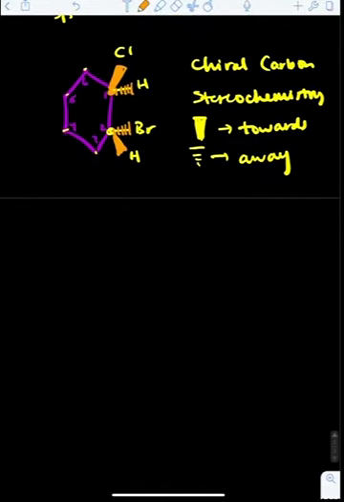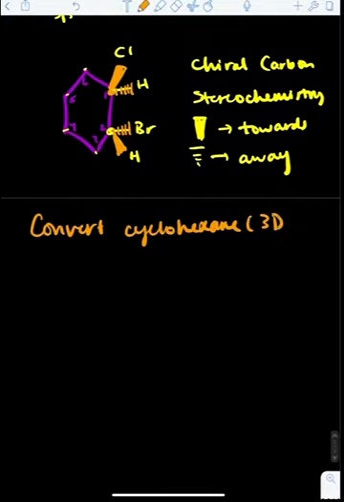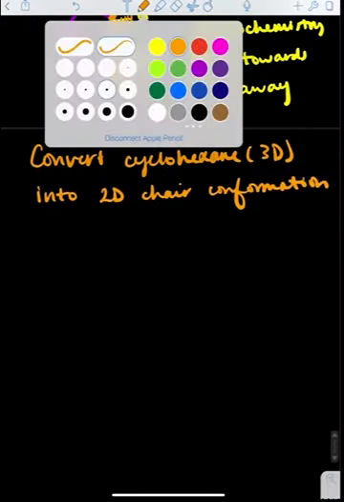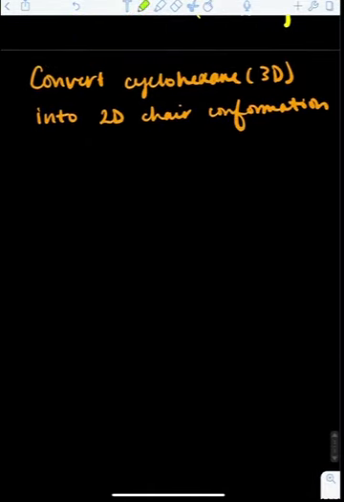All right, so the main thing we're going to do is convert the cyclohexane, the 3D one drawn up here, into a 2D chair conformation. And I'll show you what a chair conformation looks like. Let's look at the format of one, or the shape.